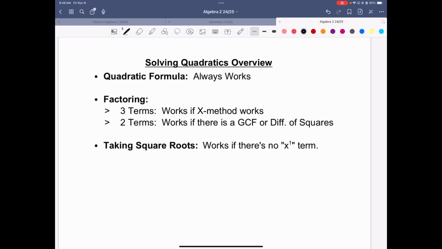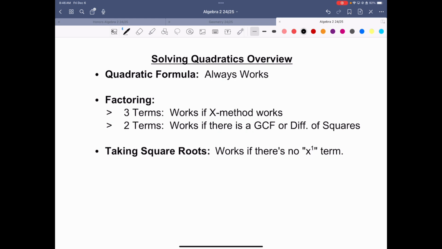So, to kind of sum up the unit itself, the whole thing we've been doing for the last week and a half, 2 weeks now, is solving quadratics. When you're solving quadratics, the quadratic formula always works. If all else fails, use the quadratic formula. It always works. When can you factor? If it's 3 terms, you can try to factor. It's not always going to work. And we use the X method for that. Factoring also works if you have 2 terms, whether it's a difference of squares or taking out a GCF. So if you had something like 3x squared plus 5x, that's 2 terms you can take a GCF out of.